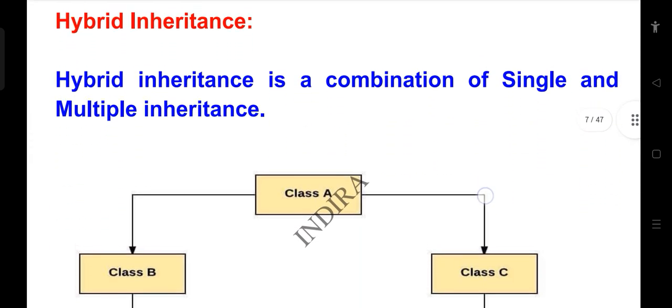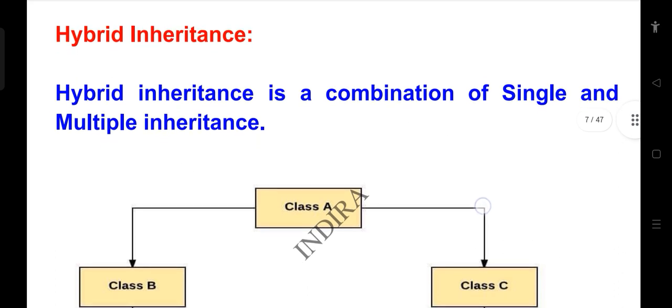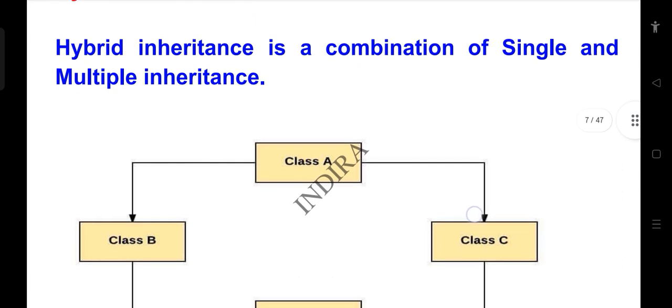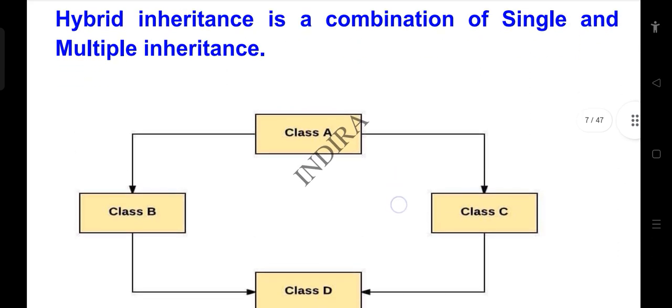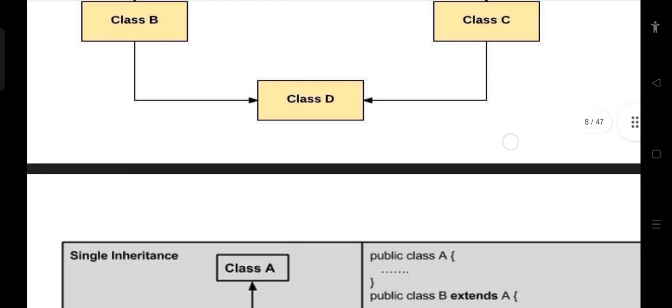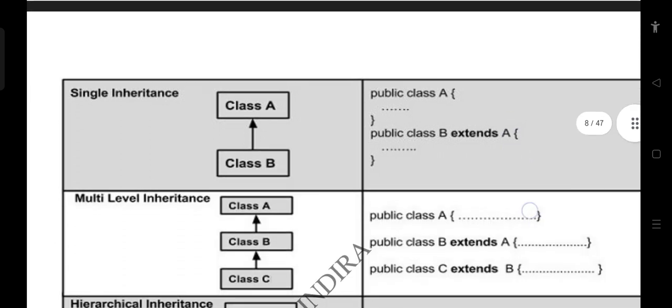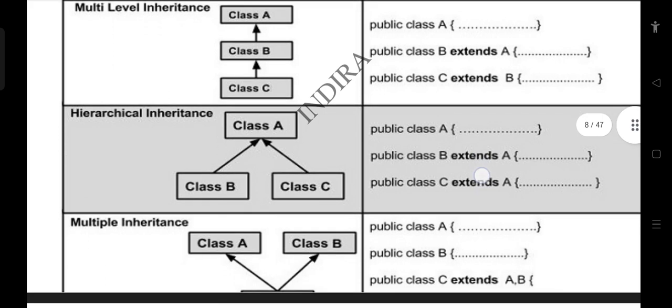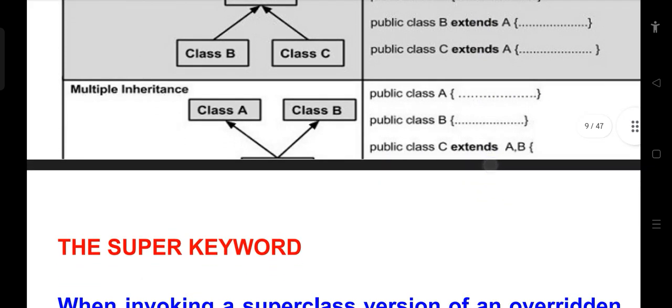Hybrid inheritance is a combination of single and multiple inheritance. Check this diagram, this graphical representation. This inheritance is a combination of single and multiple, so the combination comes under hybrid inheritance. So these are the syntaxes for the types of inheritance.